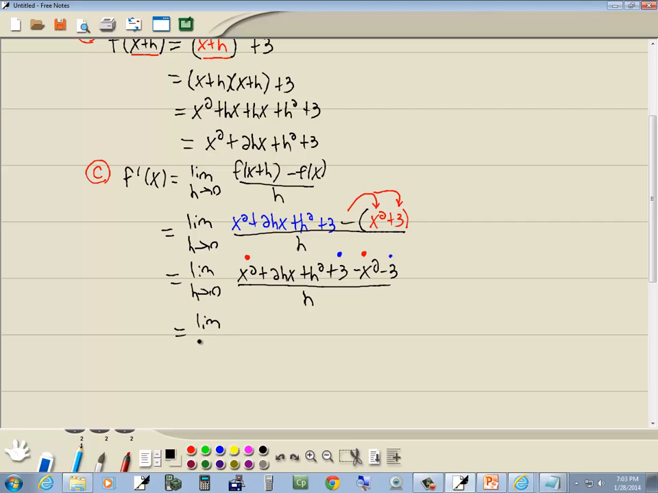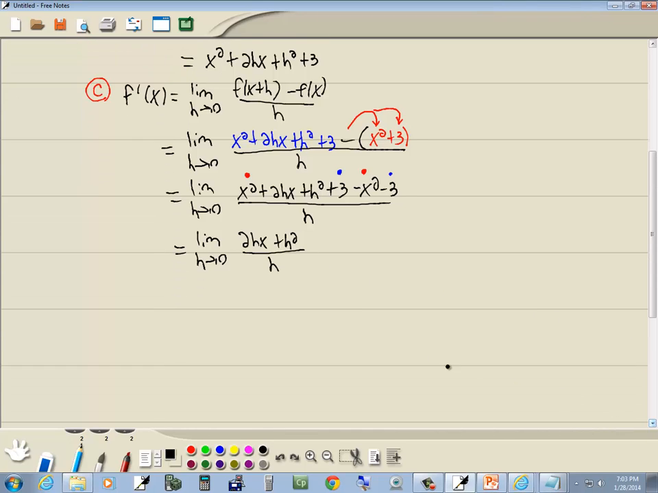So we've got the limit as h goes to 0 of 2hx plus h squared, all over h. Now notice up on top, those both have an h in common, so I can factor out the GCF of h, and that leaves us 2x plus h over h. Now that I've factored that out, I can see I can cancel the h's. So we end up with the limit as h goes to 0 of 2x plus h.